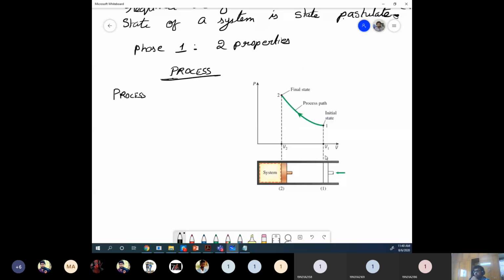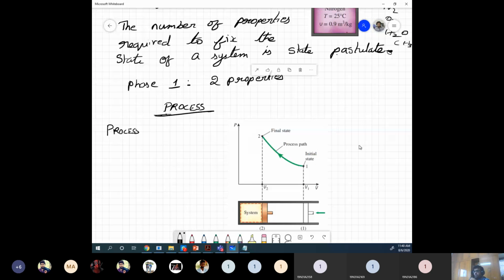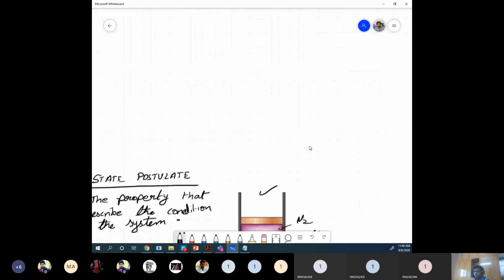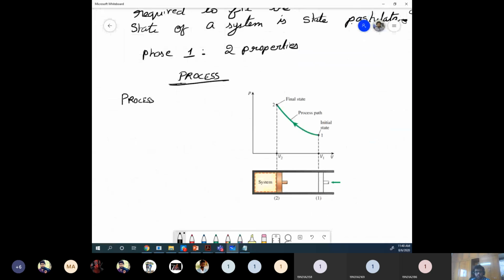Assume that this is the same cylinder that I showed in the earlier figure. This is the same cylinder at a different state. Earlier this was the initial state, so this is the initial position, where the piston was here. Let me delete this, I just wanted to show you.